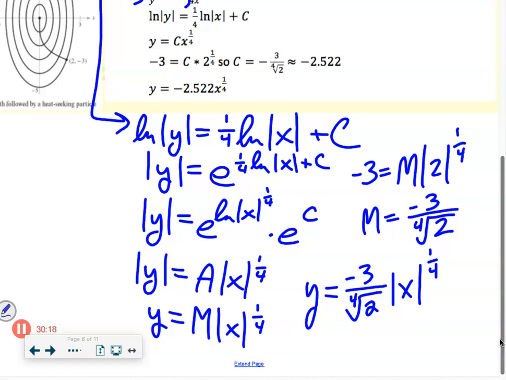So that's what I get. Honestly, I don't know why I dropped the absolute value. I don't think I should have. But that's what I get.